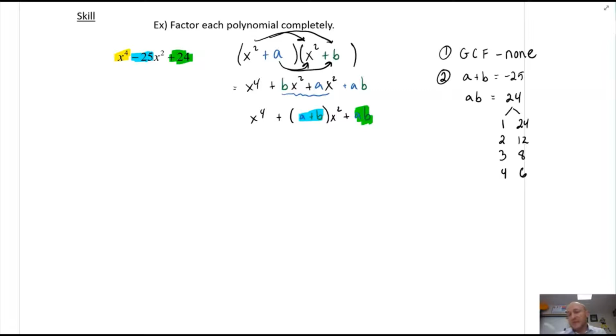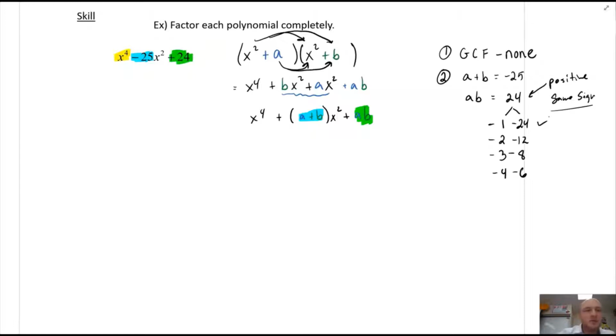Well, we also forgot the case of both terms being negative. I could have both of these be negative, or both of these negative, and so on and so forth. When your ab is positive, that just means that these are the same sign. So which of these add up to be negative 25? That is negative 1 and negative 24.